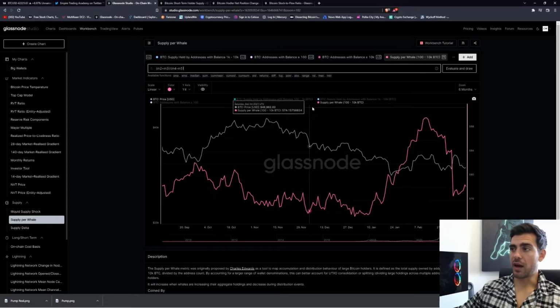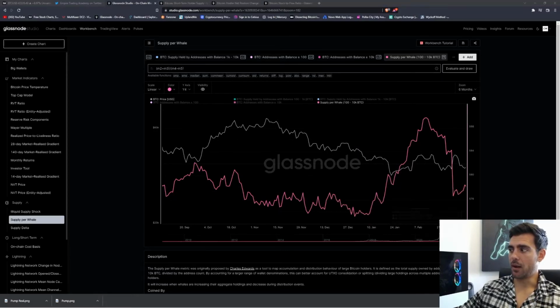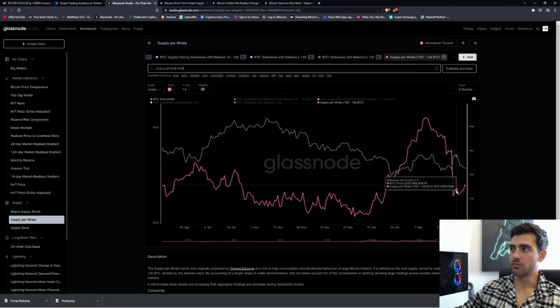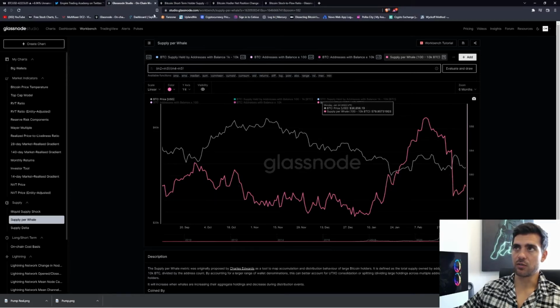Supply per whale, on-chain data, bulls, right? Different animal. Whales are buying just slightly, picking up on this dip just slightly. We'll continue to monitor that. Nothing really big here after this big sell-off.